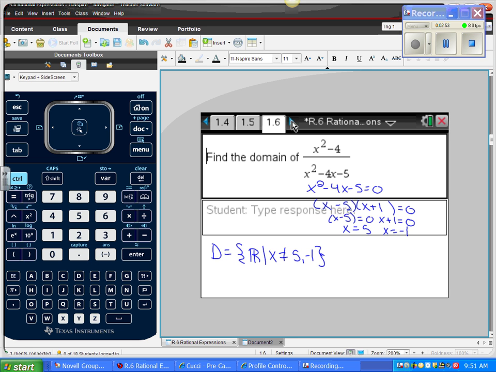Okay, so domain should be pretty simple to find. Does it get more complicated? Yes, we're going to stick with these ones for now.